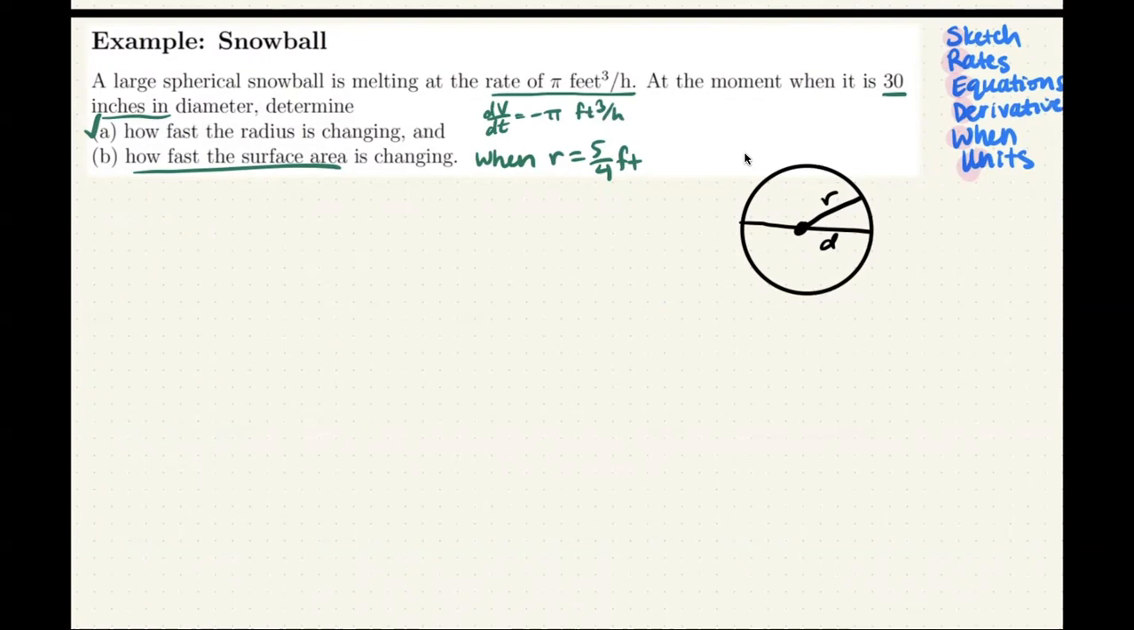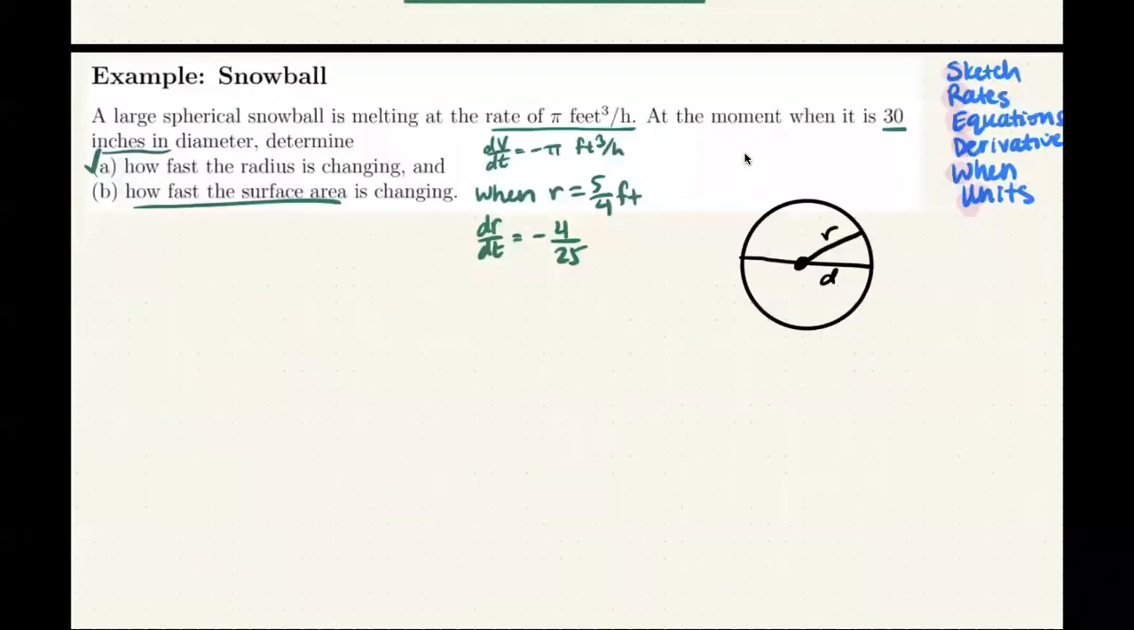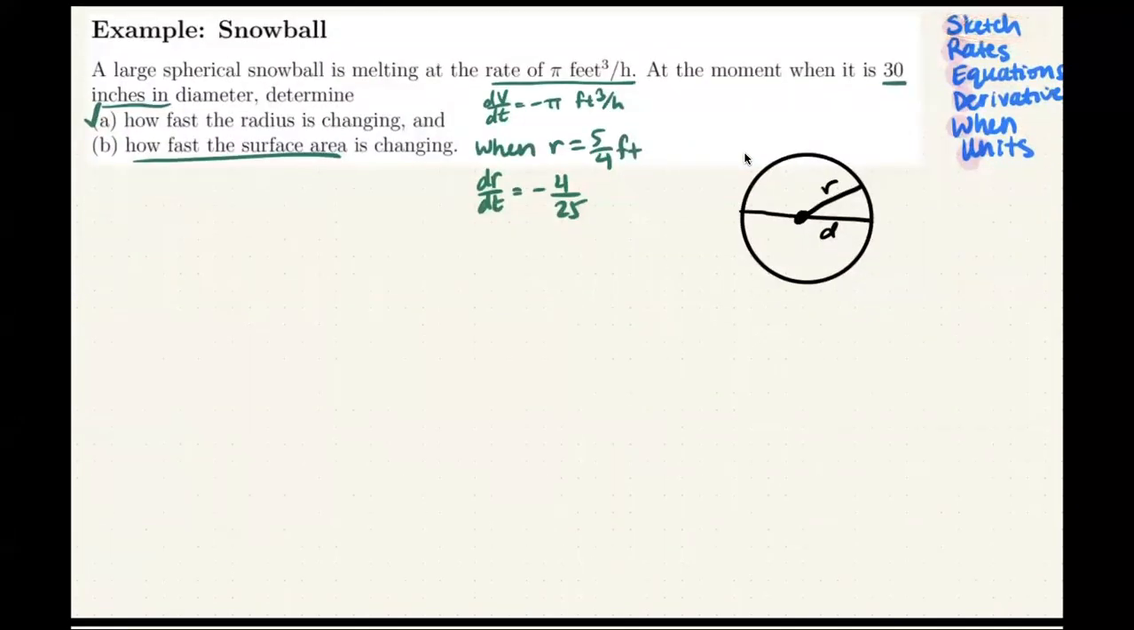What we also have, which we just found in the other problem, is that at this moment in time, dr/dt is negative 4/25. Those are all the quantities that I know of at this point in time. We already have our sketch. We want to write down our rate. We're asked, how fast is the surface area changing? So maybe dS/dt for surface area, or you can use dA/dt if you want to use A for area. How fast is that changing? That's what we want to find.